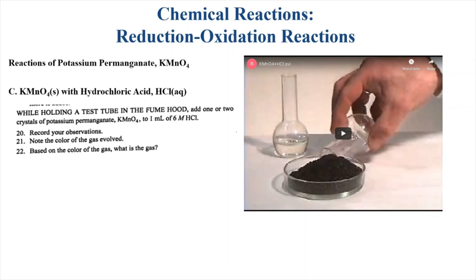In this case, we're going to be taking some potassium permanganate crystals and we're going to be adding them to hydrochloric acid. So now already, what you should be thinking about is what could be the potential products of this reaction. Remember that in terms of any reaction, we have to think about what atoms are present in the two different reactants. So keep that in the back of your mind for when you make these observations.